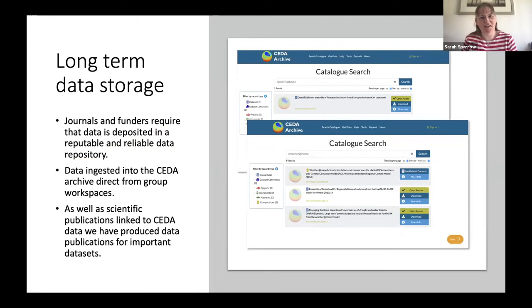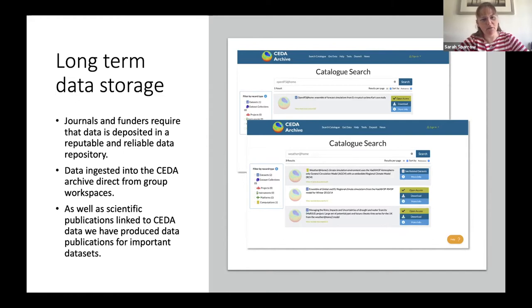And so, saying a bit more about the way in which we use that, it is really a convenient way of long-term storage of our data. As I'm sure most people are aware, journals and funders are increasingly requiring that data is deposited in a reputable and reliable data repository.